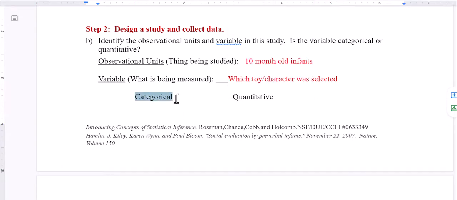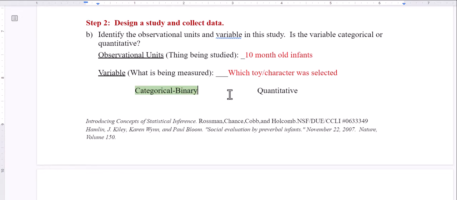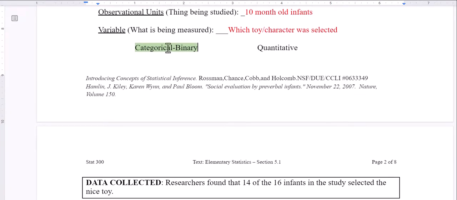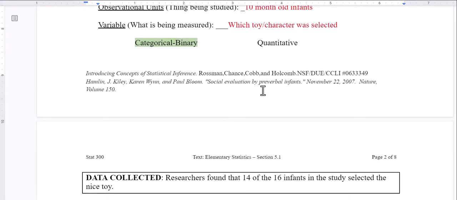Let me highlight that. And if it's categorical, then we have to answer, is it binary or not? And yes, it is binary because you have two options, right? The friendly or unfriendly toy. So there are only two categories. So we say it is categorical, binary.